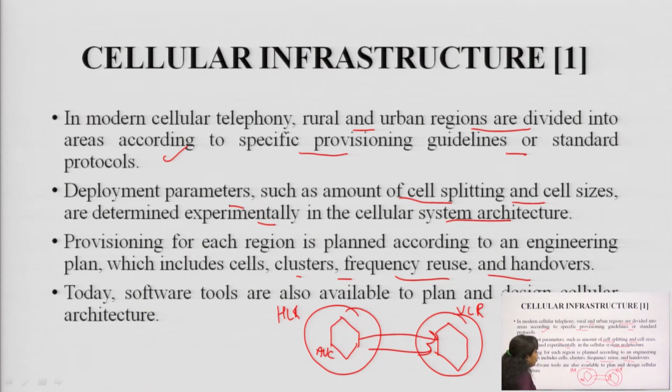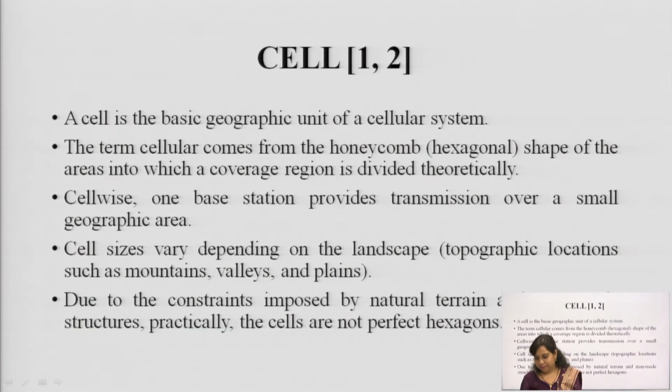Also, today's software tools are available to plan and design the cellular architecture. Earlier, when the GSM model was introduced in the second generation, it was a very hectic plan or schedule to divide a geographical area into different cells, and we had to decide what the size of the cluster would be and what the radius of the hexagon would be. That is the condition we had to keep in mind, but today it is all software dependent.